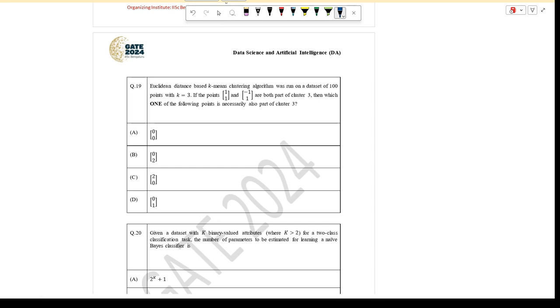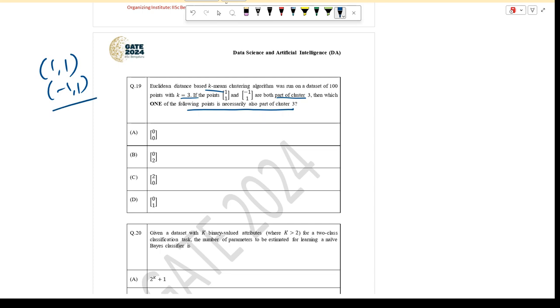To answer this question, Euclidean distance based K means clustering algorithm. The Euclidean distance and the K means algorithm was run on 100 points, K equal to 3. The points 1 1 and minus 1 1 both are in a particular cluster of 3. Which of the following point necessarily is also part of the cluster 3? So to answer this we need to understand the principle based K means clustering and how to work on that. So the given points 1 1 and minus 1 1, these are the two things. Both are a part of the cluster 3.